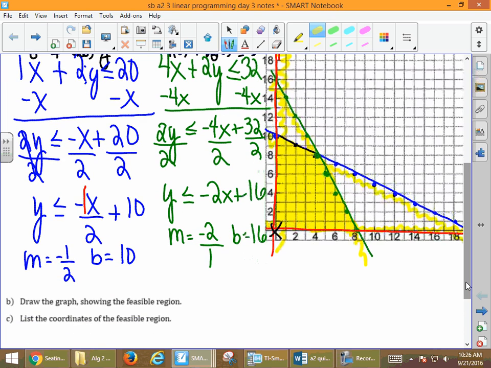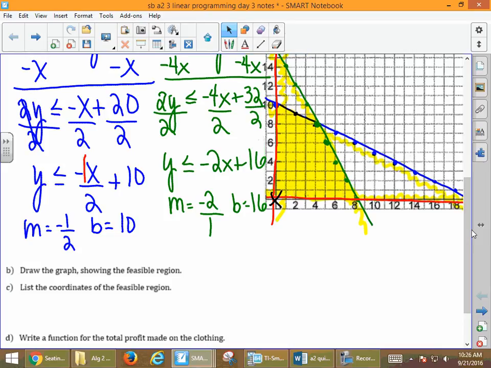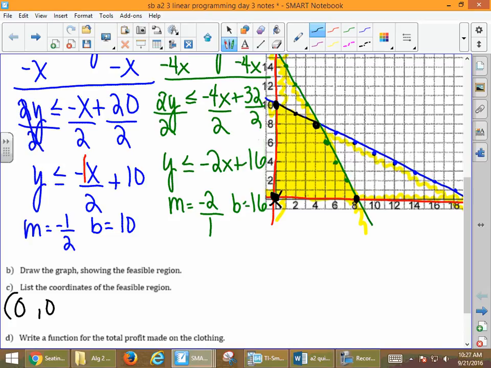From there, now that we've got that picture, what we want to do is list the coordinates of the feasible region. It does not matter which order you list them in, but you need to have all of them. I see an ordered pair here, here, here, and here. Again, doesn't matter which order you list them. But what we have: 0, 0. We have over 0, up 10. We have over 8, up 0. And we have over 4, up 8. Just make sure you have all 4.